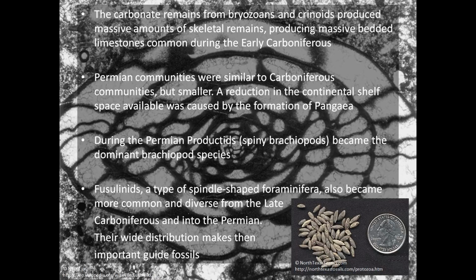So during the Permian, we have a group called the Productids. They're a group of spiny brachiopods, and became the dominant brachiopod species. We also see during the Permian the appearance of the fusulinids, a type of spindle-shaped foraminifera, and they become very common. They diversify from the late Carboniferous into the Permian, and they are very, very widely distributed, and so they're a very, very important guide fossil.